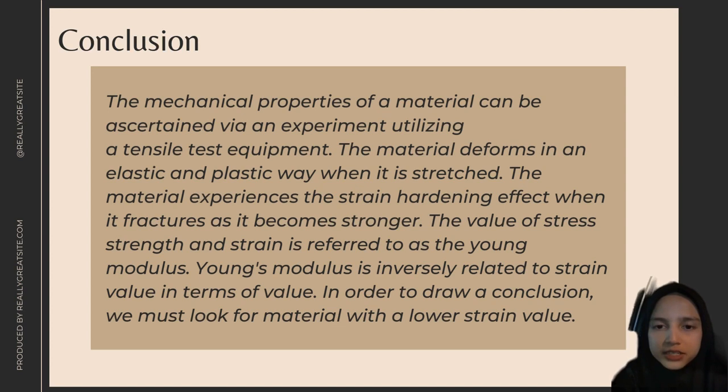And the last part is the conclusion. The mechanical properties of a material can be ascertained via an experiment utilizing tensile test equipment. The material deforms in an elastic and plastic way when it is stretched. The material experiences a strain hardening effect when it fractures as it becomes stronger. The ratio of stress to strain is referred to as the Young modulus. Young modulus is inversely related to strength value.